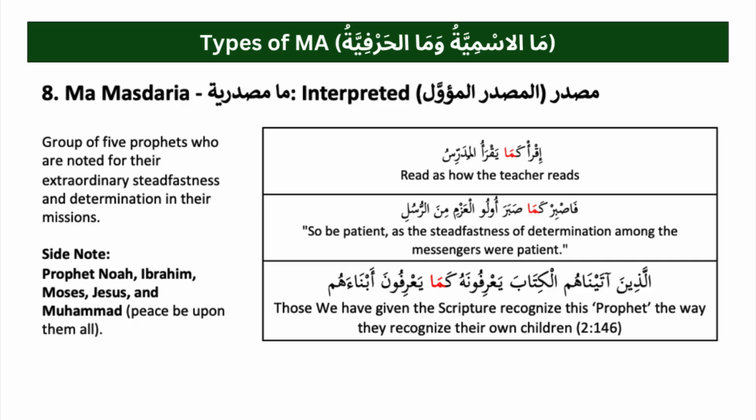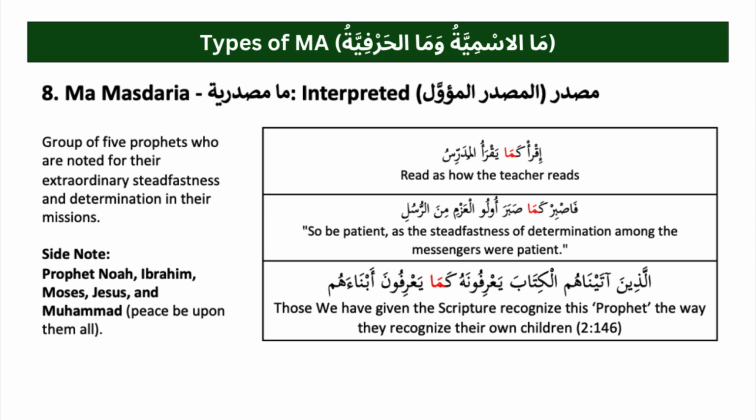The second example is Fasbir kama sabara ulul azmi minar rusul. So be patient, as the steadfast messengers were patient. Here again, kama gives the meaning of like the patience of, or in the way that. The clause after it is interpreted in a masdar-like sense.